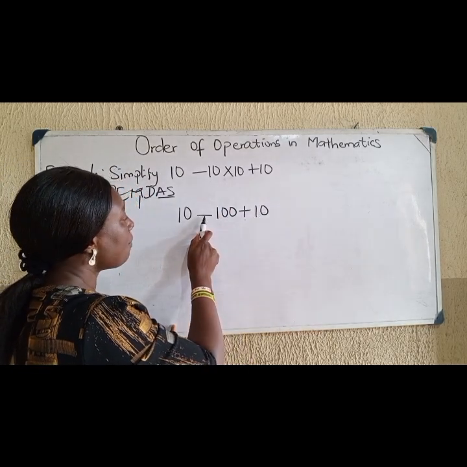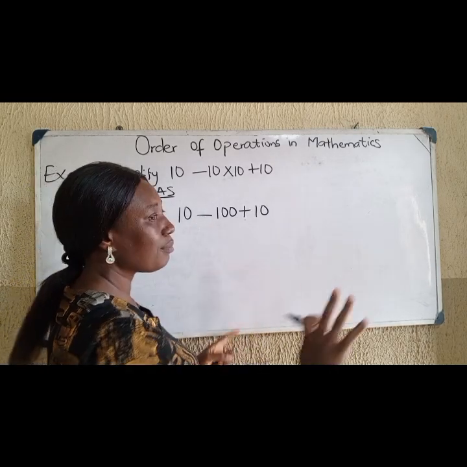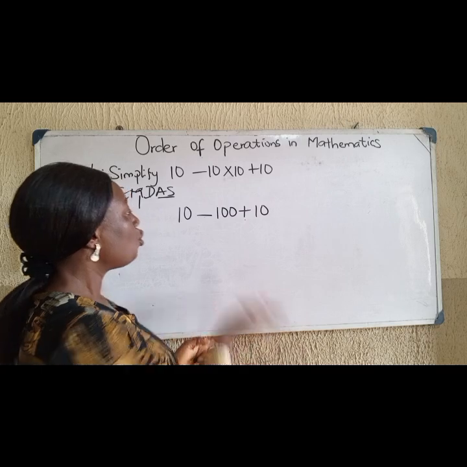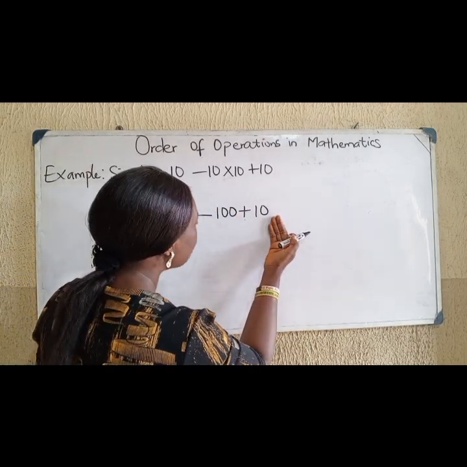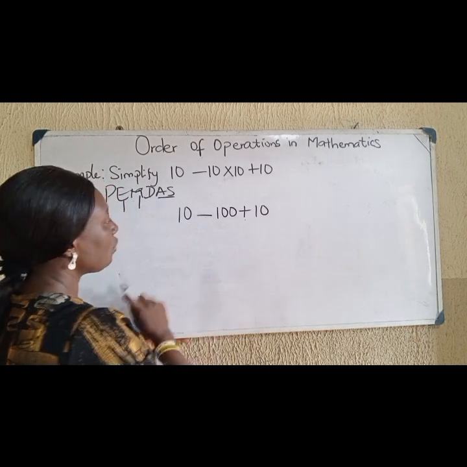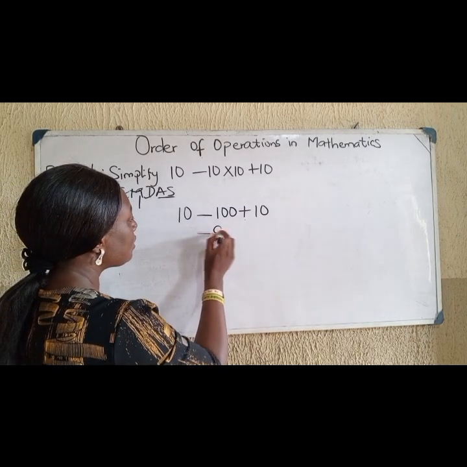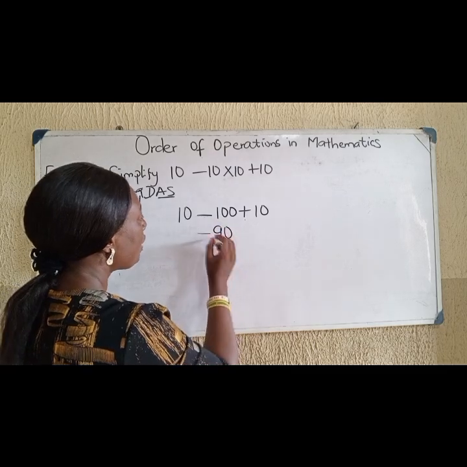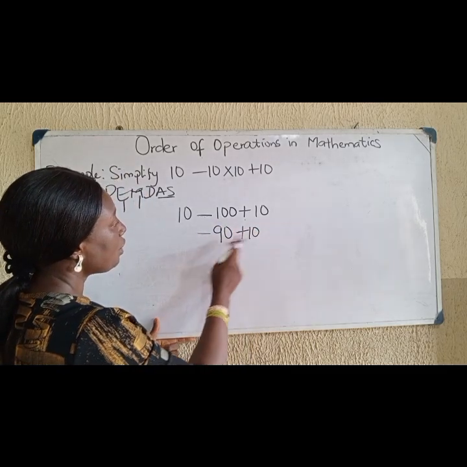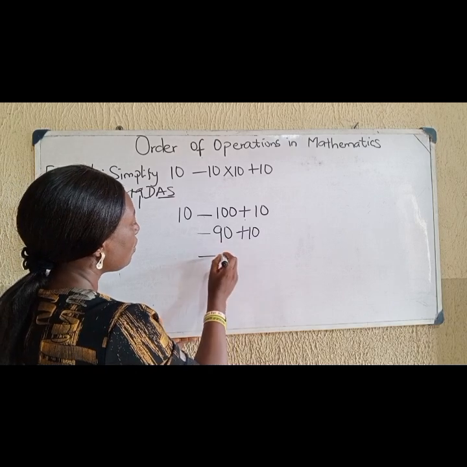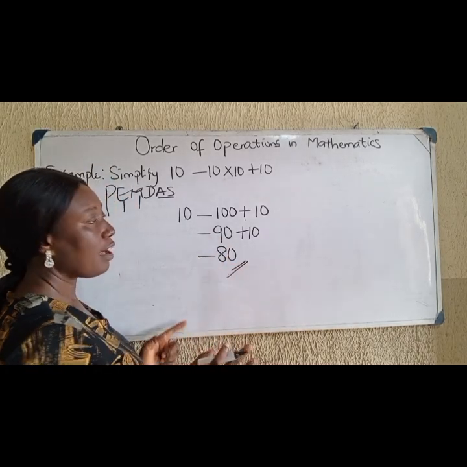Look at now, we are having minus first before the plus, but they are of the same priority. So you solve them from left to right, not from right to the left. So what I will say now is 10 minus 100 will give me what? Minus 90. Minus 90 plus 10. Minus 90 plus 10 will give me what? Minus 80. I hope it's clear.